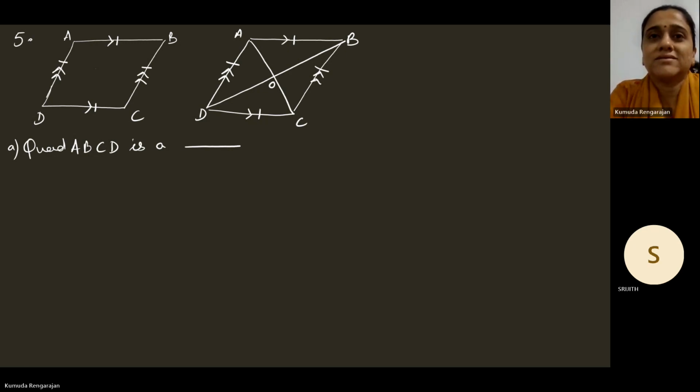Because it looks like that? Now, no, see here. Is it a parallelogram? Because the opposite sides are marked parallel, so it is a parallelogram, right? And can you see all the sides are marked equal? So it's a rhombus.